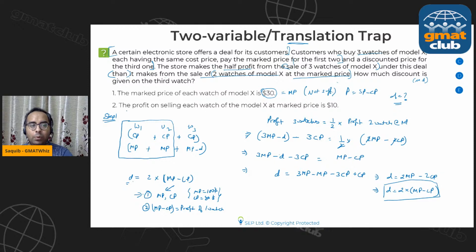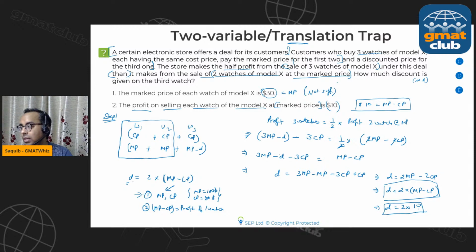Now, the profit on selling each watch of model X at marked price is $10. So what would be my profit in this case, if I sell it at marked price? My profit would be MP minus CP because I'm selling at marked price. Now, MP minus CP has been given as $10. And remember, this is what we are looking for. So we can directly plug in $10 here and get the value of D. So the correct answer, which I think only two of you mentioned as B, is going to be option B.